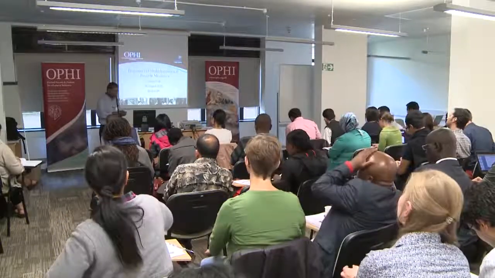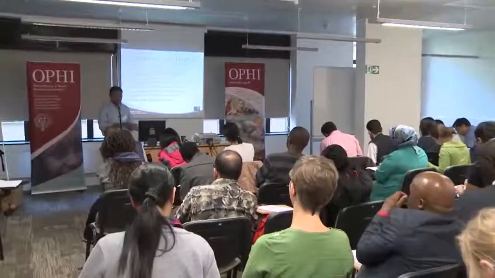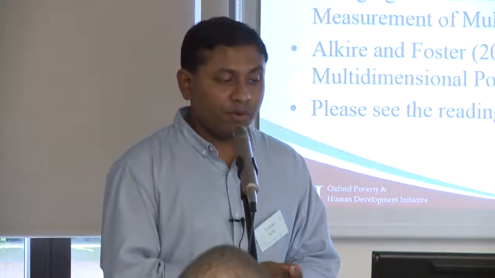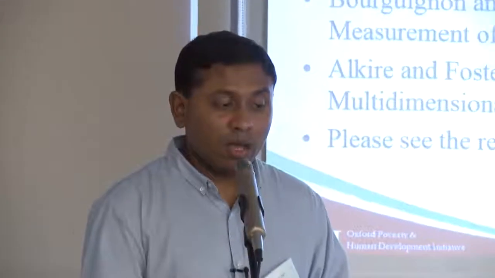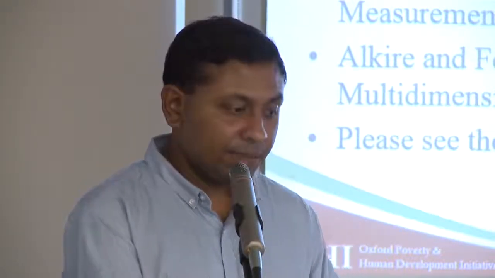Okay, so let's go through. Again, the source for the lecture is the book that has been shared with you. It's chapter 2.2, 2.3 and 2.5 mostly. Also, the motivating paper would be Bourguignon and Chakravarty's 2003 paper, and also Alkire and Foster's paper, the 2007 version, which is more detailed, and also the published 2011 version in the Journal of Public Economics. And there are also other readings from the reading list.